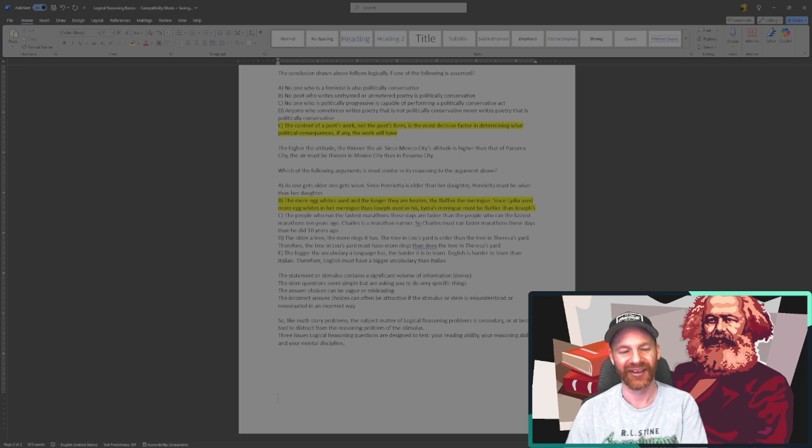Mental discipline means not getting off track, not getting distracted by your own thoughts, or going back and reevaluating a statement. Incorrect answer choices can often be attractive if the stimulus or stem is misunderstood or reevaluated in an incorrect way. Don't go about tripping over your own thoughts here. We're trying to evaluate, not keep reevaluating ourselves into a wrong premise or a wrong answer.